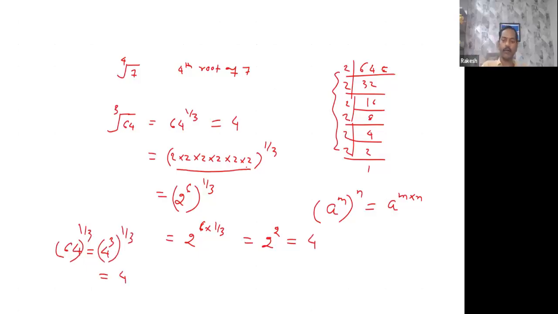But how you are writing 4 and why there will be 4, you'll get the idea by using this prime factorization. I hope now you have understood clearly the meaning of roots, cube root, square root, etc. Now let us move to the next thing, which is understanding the sign.